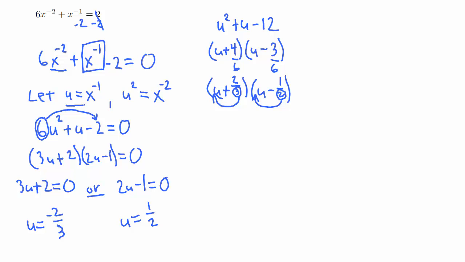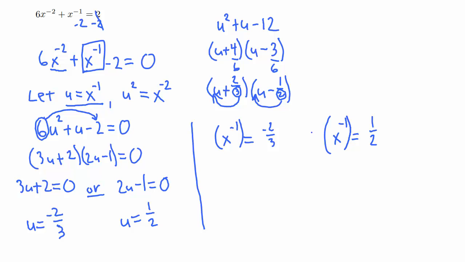But remember, here is the relationship. u is x to the negative 1 power. What that means is that x to the negative 1 power will equal negative 2/3, and also x to the negative 1 power will equal 1/2. And again, to get rid of the negative 1, I need to take both sides to the power that is the reciprocal of negative 1. Now think of negative 1 as negative 1 over 1. If you flip it, that becomes 1 over negative 1, which is the same thing as negative 1. So basically, negative 1 is its own reciprocal.